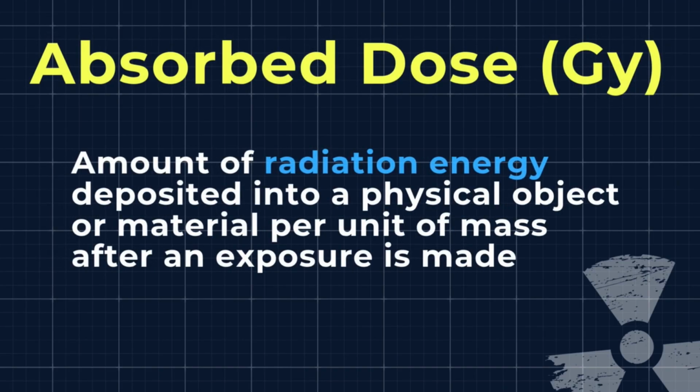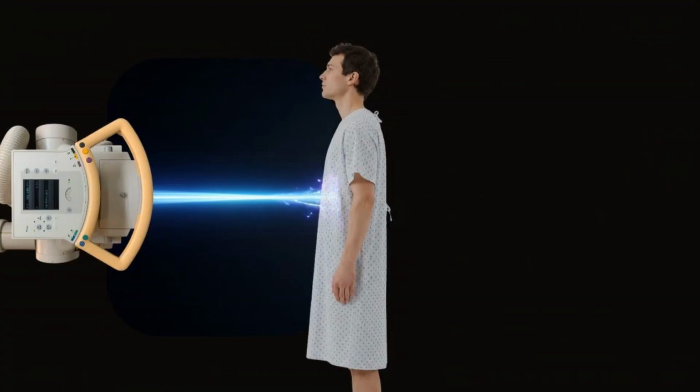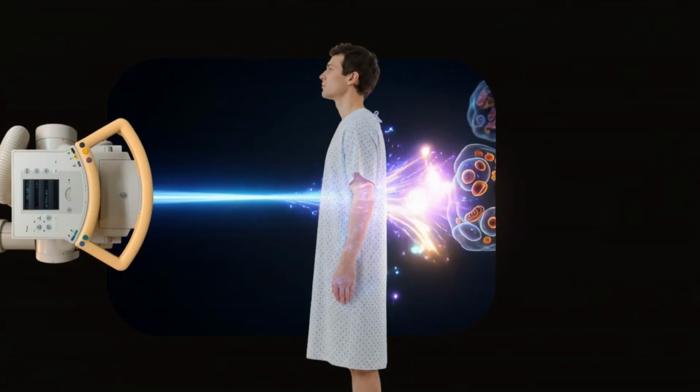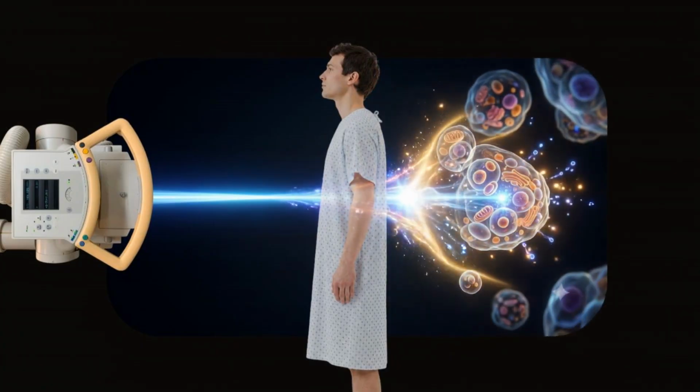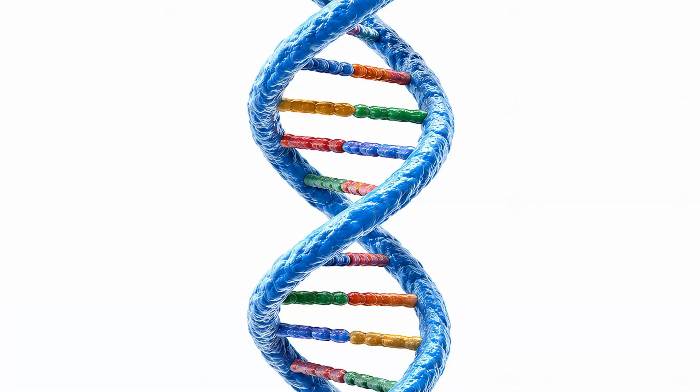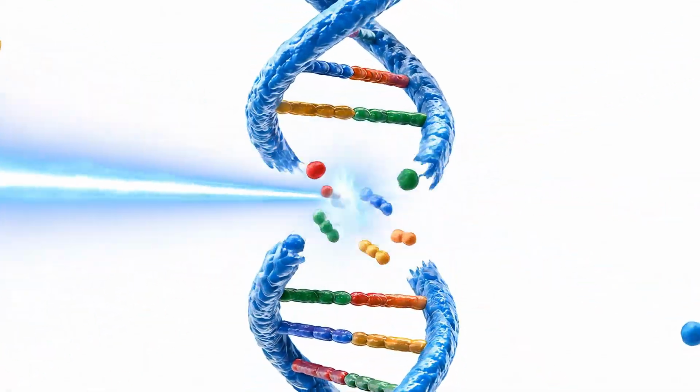Absorbed dose is the amount of radiation energy deposited into a physical object or material per unit of mass after an exposure is made. In our case, the object or material we are most concerned about is the patient's body or tissue. So as ionizing radiation passes through the body, part of it is absorbed by the tissue while the rest is scattered or transmitted, meaning it passes through the patient. Now, whatever radiation is absorbed by the patient is responsible for biological damage. Okay, now let's see how we actually measure this.